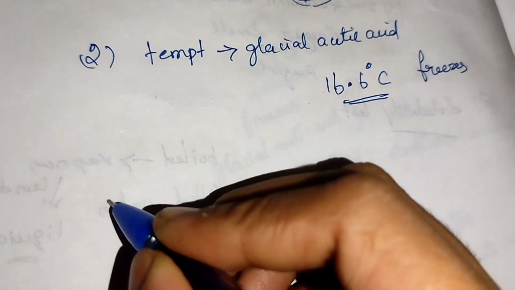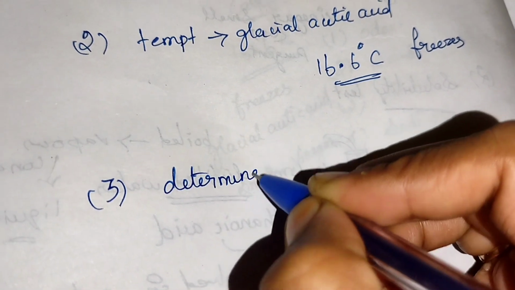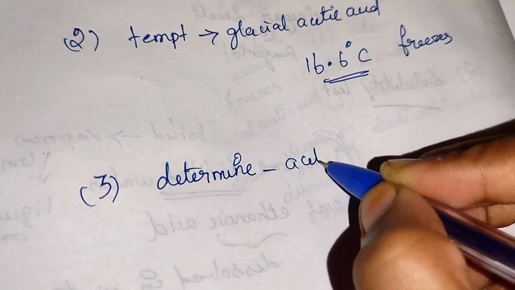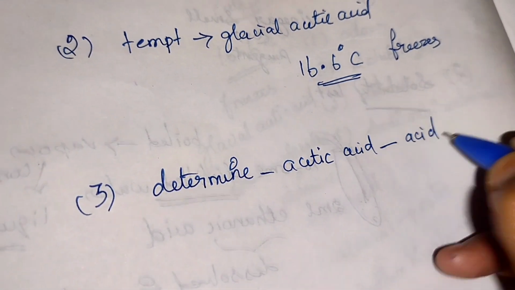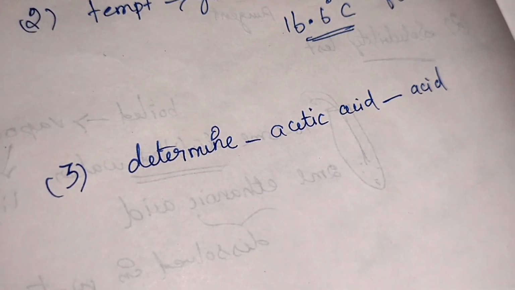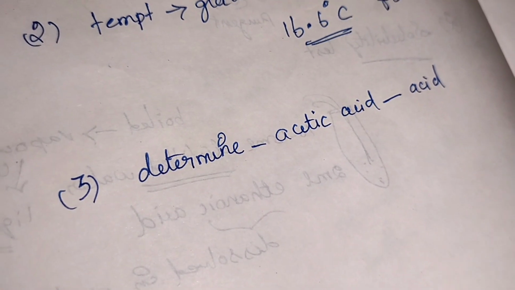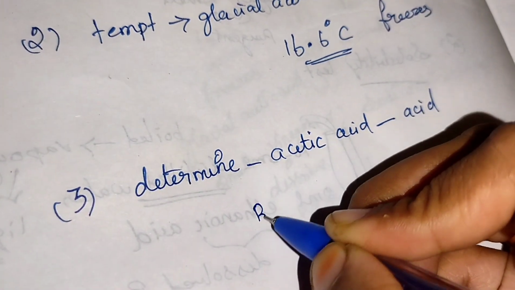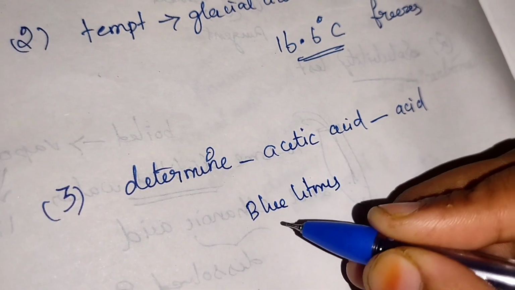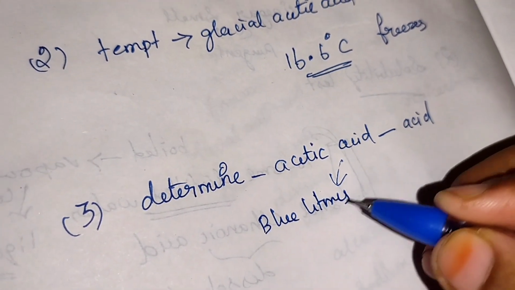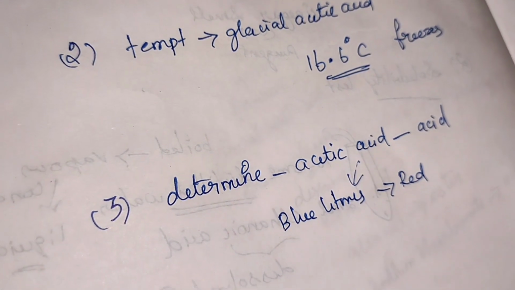Now, third question. How do you determine if acetic acid is an acid? By checking with litmus paper. What litmus paper am I taking here? Blue litmus paper. When I put some drops of this acid on the blue litmus paper, it changes into red, so definitely this acetic acid is an acid.